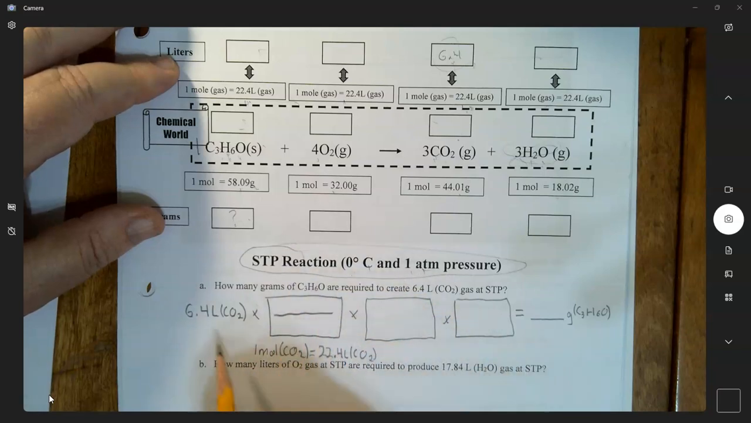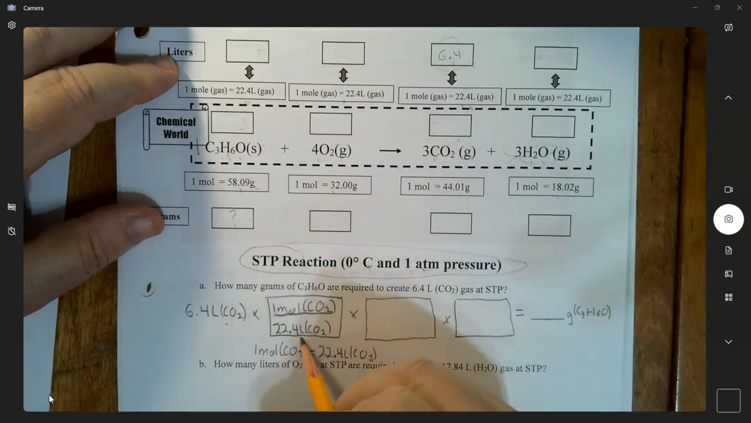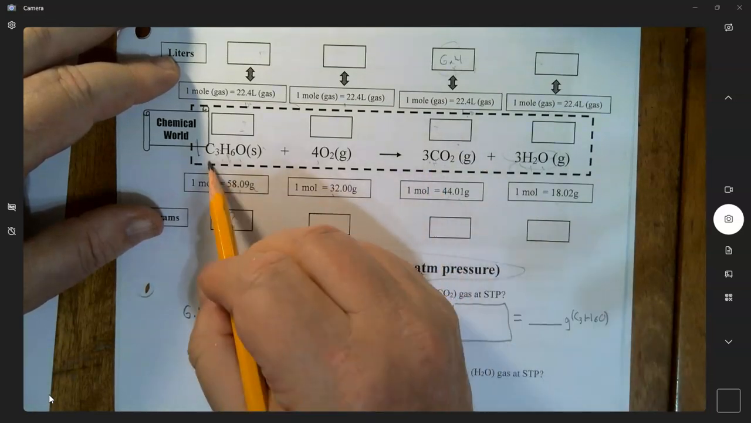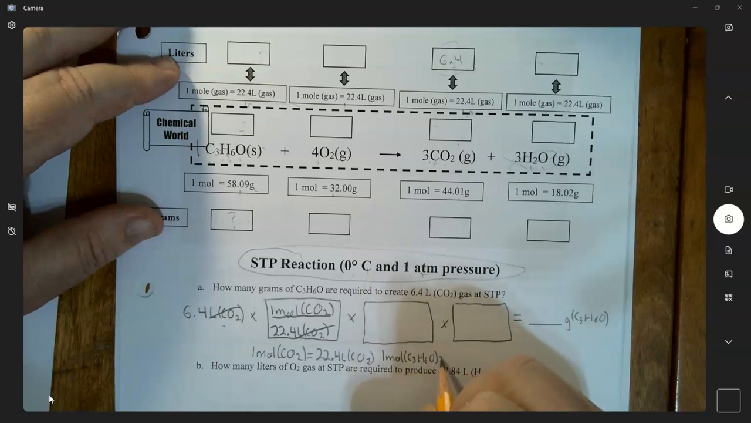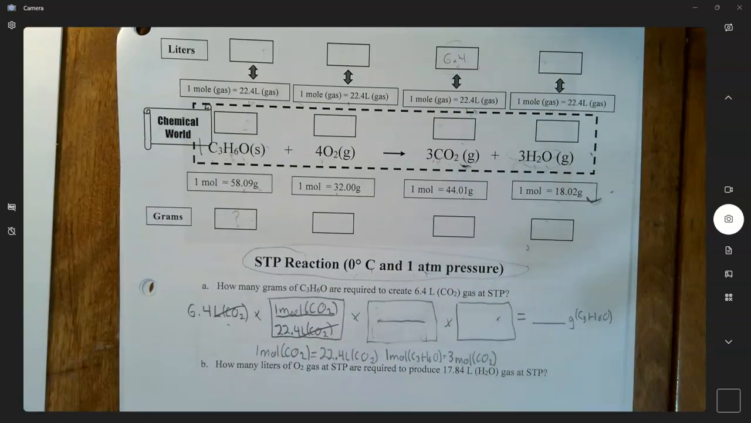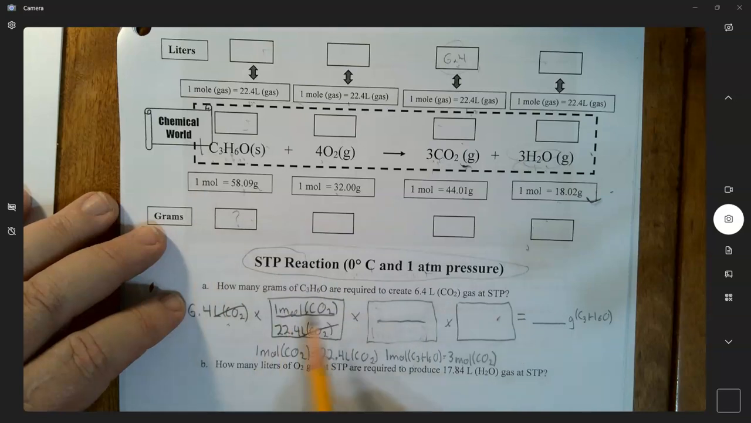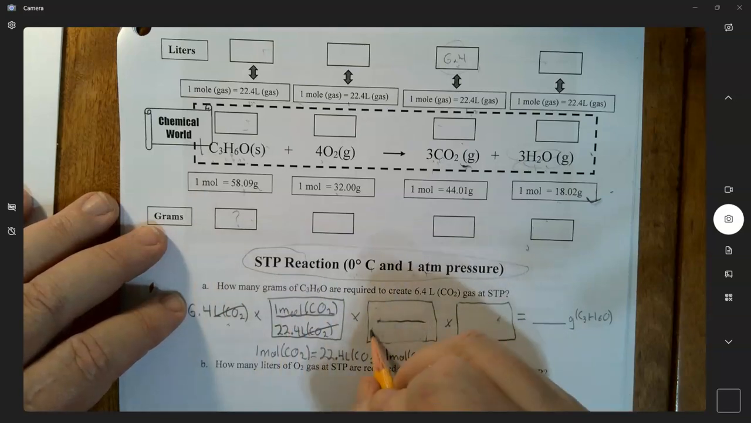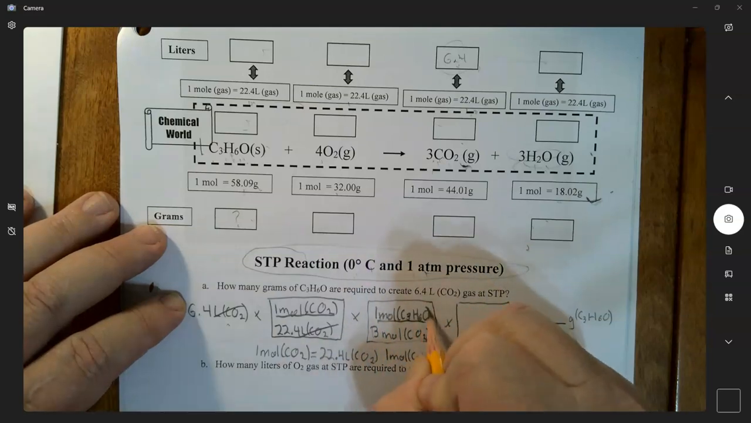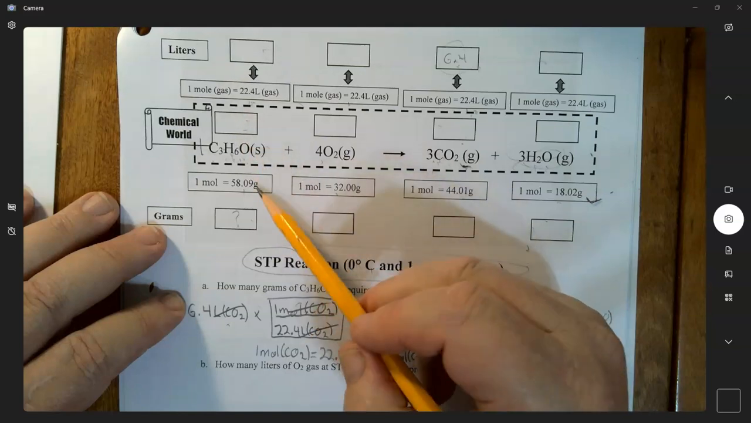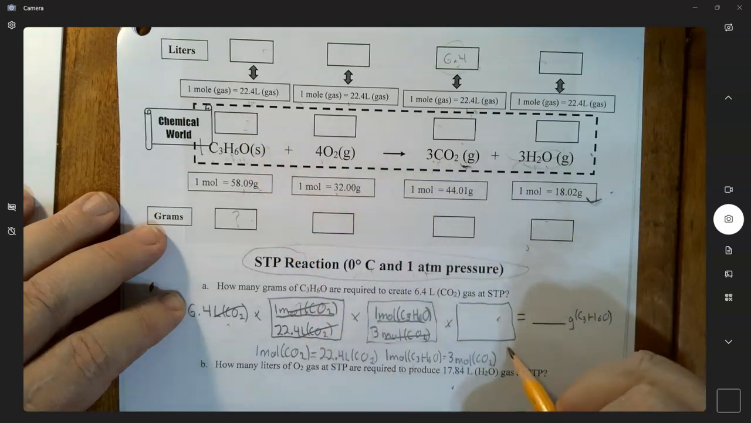We need liters of CO2 to cancel, so liters goes on the bottom. Liters CO2 cancels with liters CO2. Now we're in the equation and we have 1 mole C3H6O equals 3 moles CO2. So now we've got our next equivalency from the equation, so we need moles of CO2 to cancel out, so the 3 moles CO2 has to go on the bottom. Moles CO2 cancels. Now we're sitting in this box right here, and we need to come out using the molar mass. So it's 1 mole.